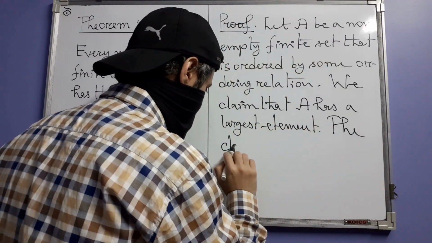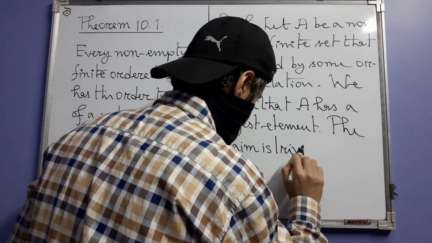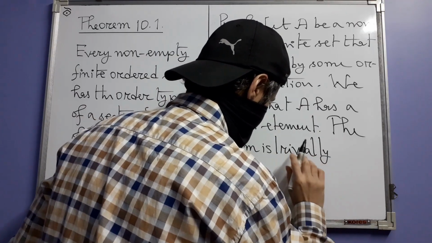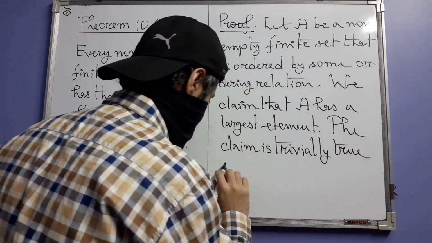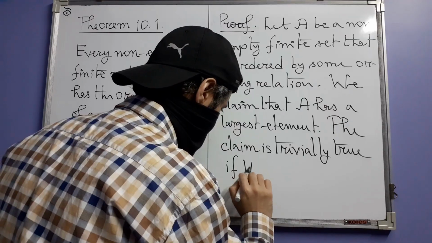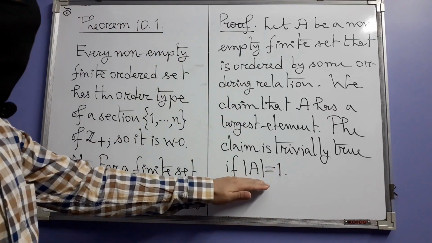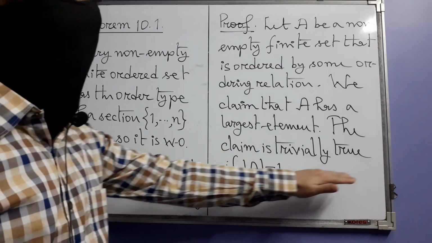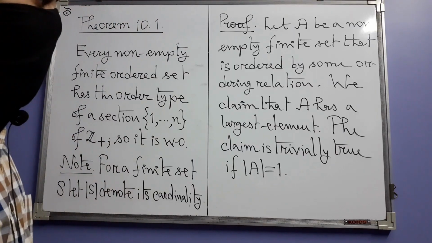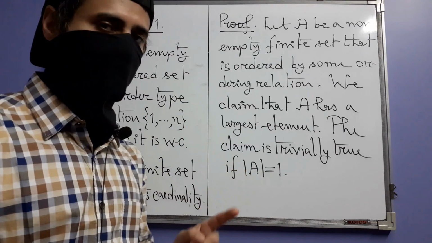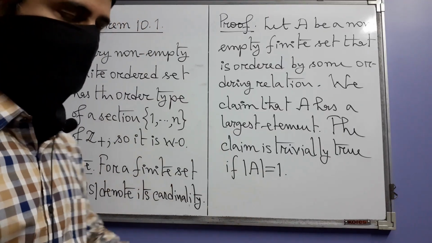The claim is trivially true if A has only one element. See, instead of having to write if A has only one element, we can just simply write this. That is why I needed this notation. If A has only one element, obviously that itself is the largest element. So our claim is true in this simple case.